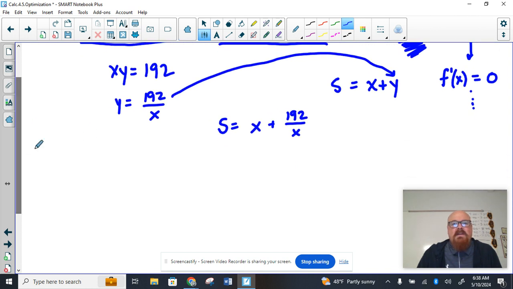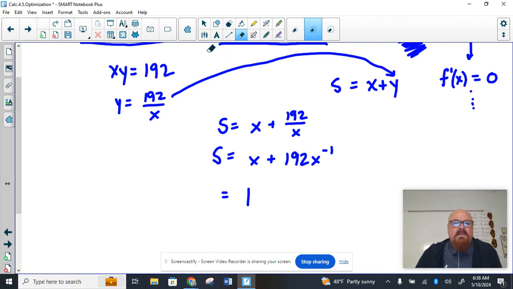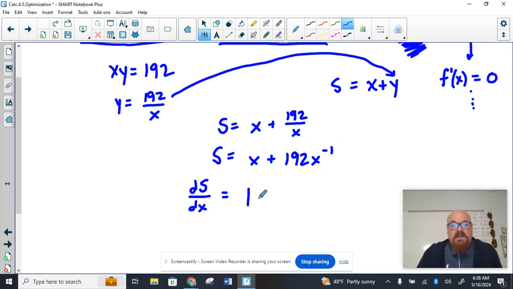In order to do that, okay, it would make sense, I think, to rewrite this so that that x is not underneath the 192, right? Then we can just use the power rule as we're differentiating this. So we get the sum is x plus 192 x to the negative 1. As we start to take the derivative, we're taking the derivative of this sum with respect to x. Okay, so we take the derivative of x, which is just 1. Now, when we differentiate this, we multiply that negative 1 in front, subtract 1 from the exponent, and we end up with that. Okay, so this is our derivative.